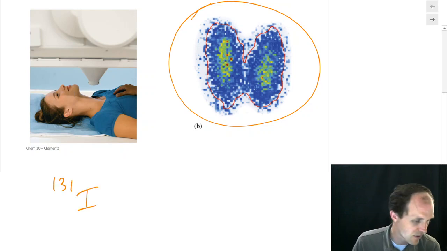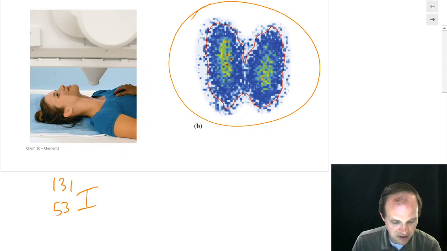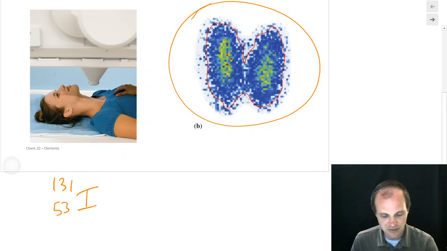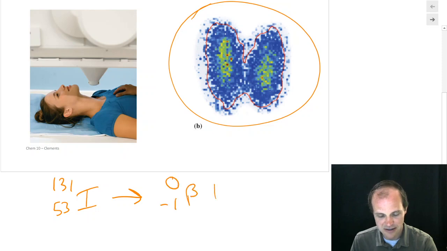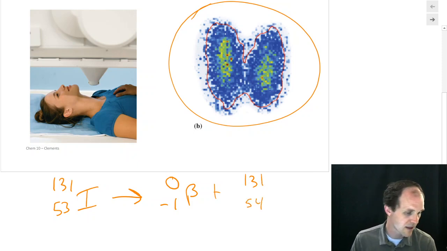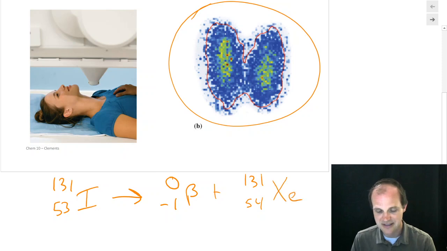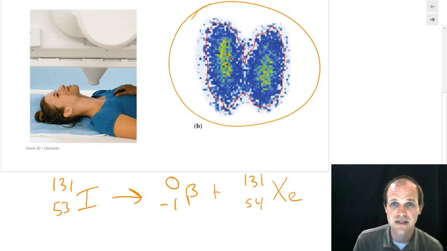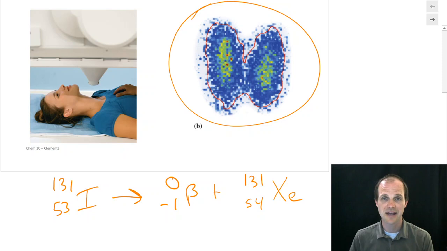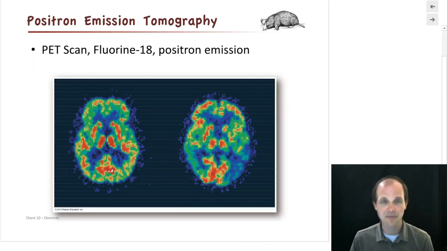So we've got iodine-131. We look over on the periodic table. Iodine is element number 53. It's undergoing beta decay, which, if you remember, is 0 and minus 1. And so balancing mass number and atomic number, the thing that's left inside your body is xenon-131, which is a harmless noble gas. And so, yes, there's some radiation in your body, but at least the thing that it leaves behind is pretty harmless.